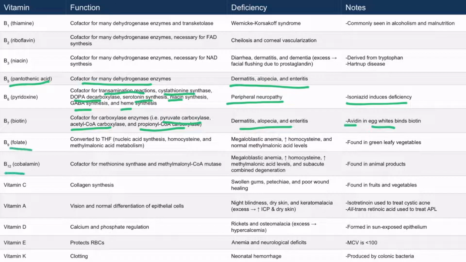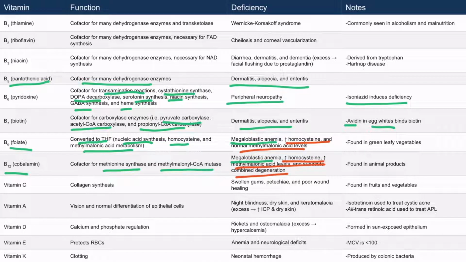Folate and vitamin B12 are some of the most high-yield vitamins you need to be familiar with. However, we discussed this in great detail in the video on homocysteine metabolism, so we're not going to spend a lot of time on it now. You should know that folate is converted to tetrahydrofolate and is associated with nucleic acid synthesis, homocysteine, and methylmalonic acid metabolism. You should also know that vitamin B12 is a cofactor for methionine synthase and methylmalonyl-CoA mutase. Both of these disorders can result in a megaloblastic anemia, so they need to be distinguished based on their laboratory findings, which is shown in the table right here. Folate is found in green leafy vegetables, and B12 is found in animal products.